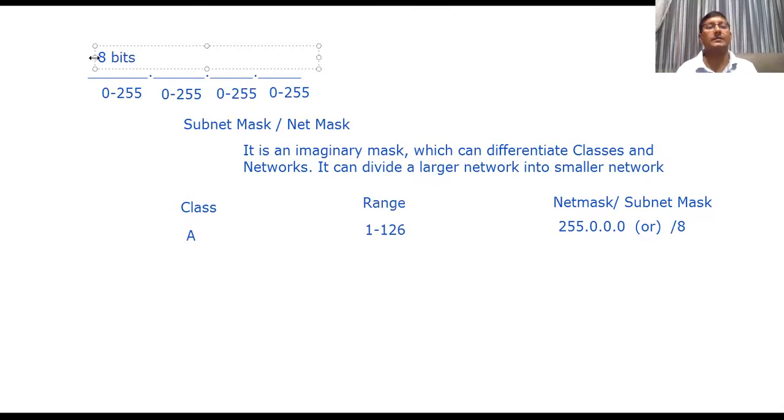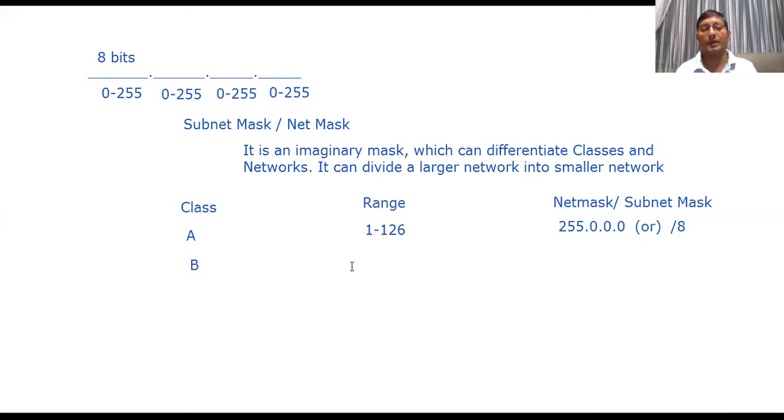So when you are talking about 8 bits in each block, 8 into 4 is 32 bits. If you have 8 bits occupied, then only we say /8. If 8 bits are not occupied, I need to explain one more concept, octet calculation. If you have a little confusion here, I'll explain that. Otherwise, I don't want to confuse you at this level.